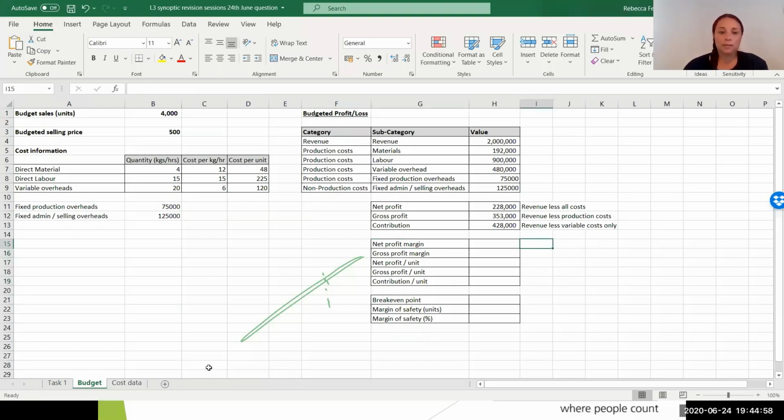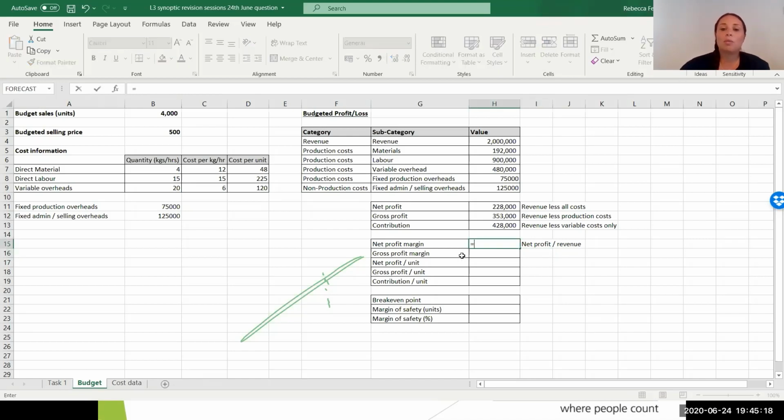So for net profit margin, remember you're going to have to make sure that you practice your ratios that you've seen in your previous modules. For your net profit margin, you take your net profit and you divide it by revenue. So what we're doing here is taking the figures from above: H11, which is my net profit, divided by H4, which is my revenue, and that gives me 0.114. Gross profit is my gross profit over my revenue. They're always over revenue when you're doing these ones. So I'm going to take my gross profit and divide it by my revenue.